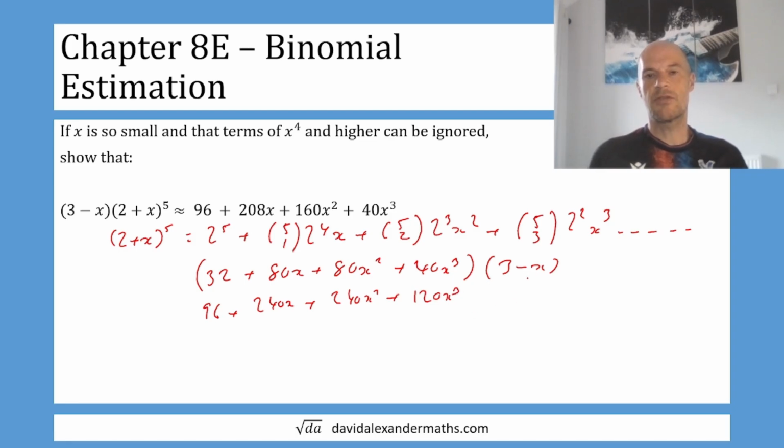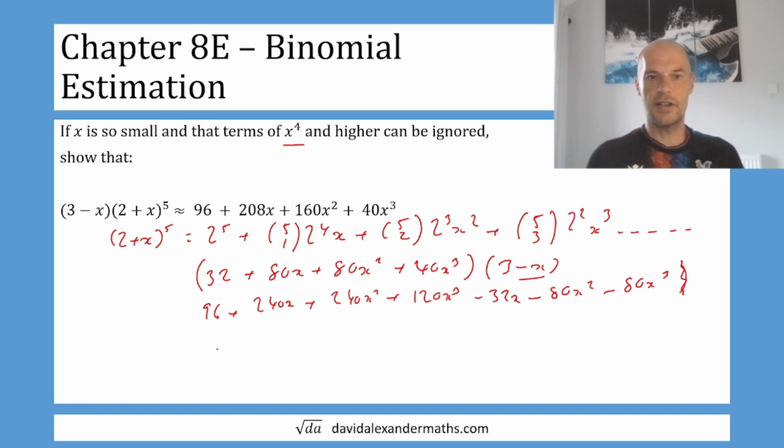Now I'm going to multiply through by negative x. Negative x times 32 is minus 32x. Negative x times 80x is minus 80x squared. And negative x times positive 80x squared is minus 80x cubed. There we go. I don't need to multiply the negative x by the 40x cubed, because that will give me an x to the power of 4 term, and we're ignoring that.